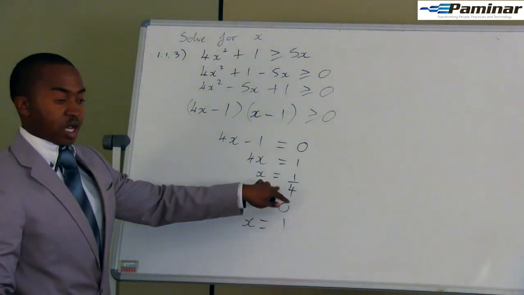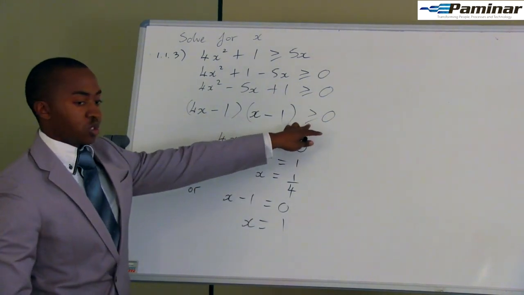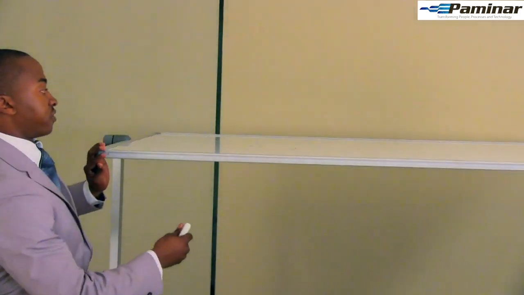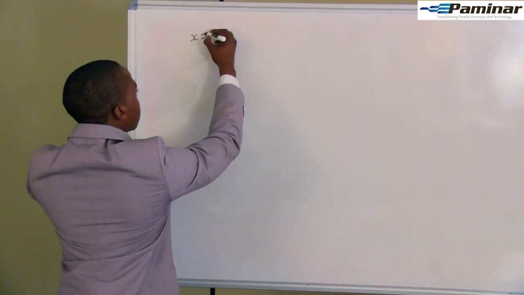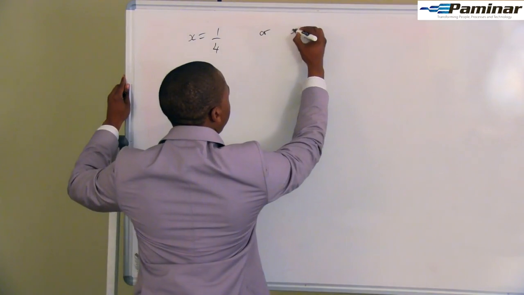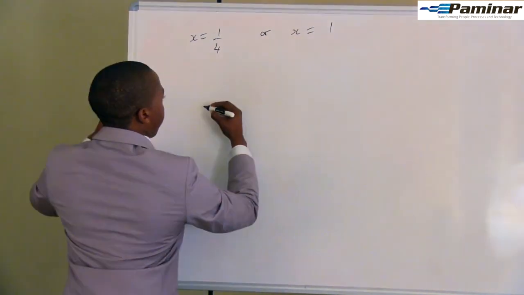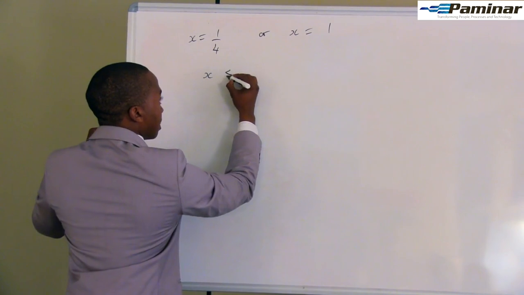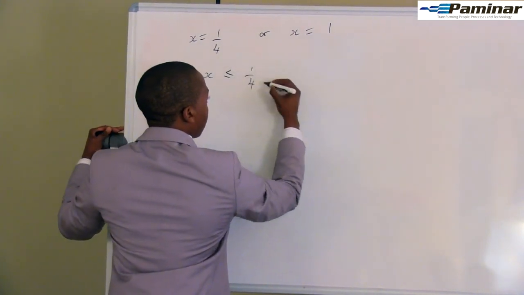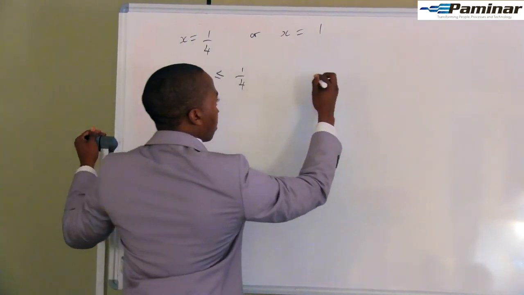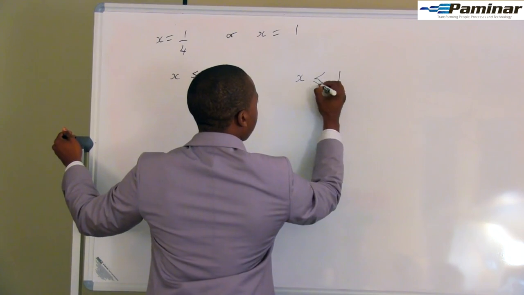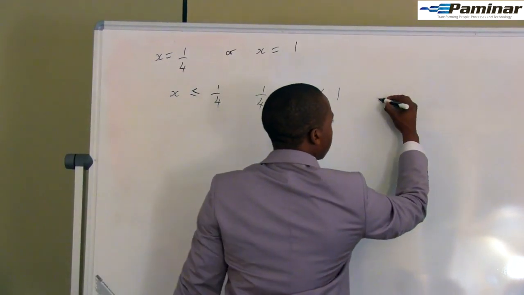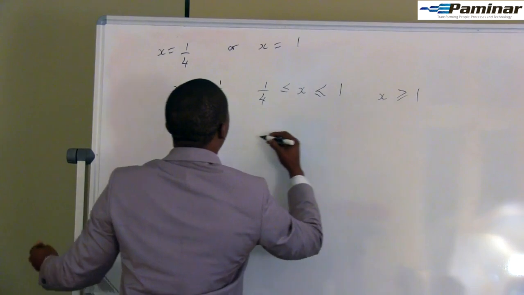We're going to use this as our guide to test for our inequality, which is greater than or equal to 0, which means which one is positive. So we have x is equal to 1 over 4 or x is equal to 1. The smallest number here is 1 over 4. So you test for x's less than or equal to 1 over 4. Then you test between 1 over 4 and 1. In other words, between 1 and 1 over 4. And lastly, you test for x's greater than or equal to 1.